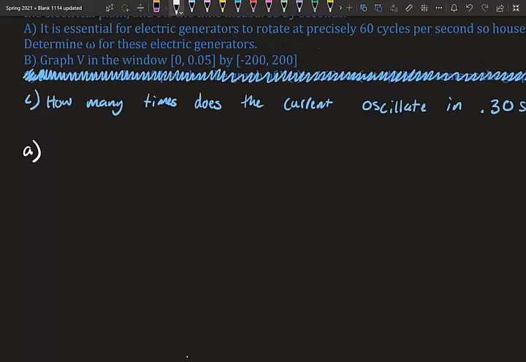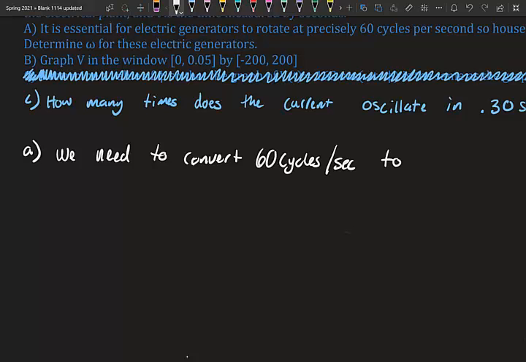Alrighty, part A. It is essential for electric generators to rotate 60 times per second so the household functions properly. We want to determine omega for these electric generators. So we need to convert 60 cycles per second to radians per second. Why radians per second? Because that's what omega is. Remember, omega back in 3.4 is always in radians per second.